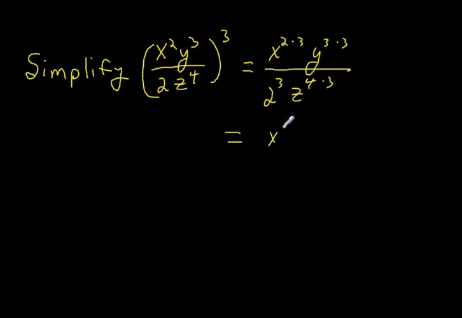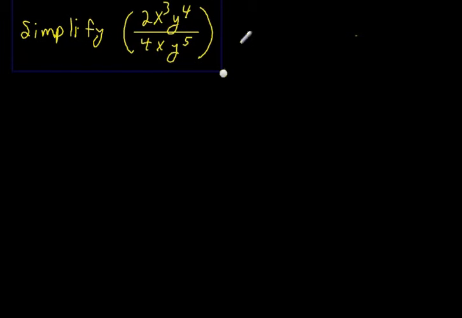That's going to give me x to the 6th, y to the 9th, over 8z to the 12th. So there's nothing else we can do to that problem, so we're through with it. So notice, what I did was I took each part of this problem and cubed it, one at a time. Let's look at another one.